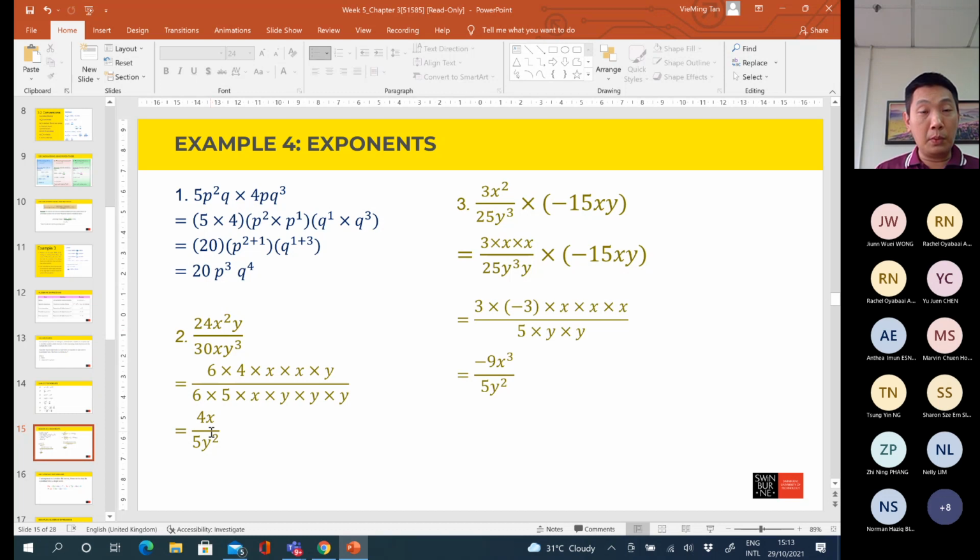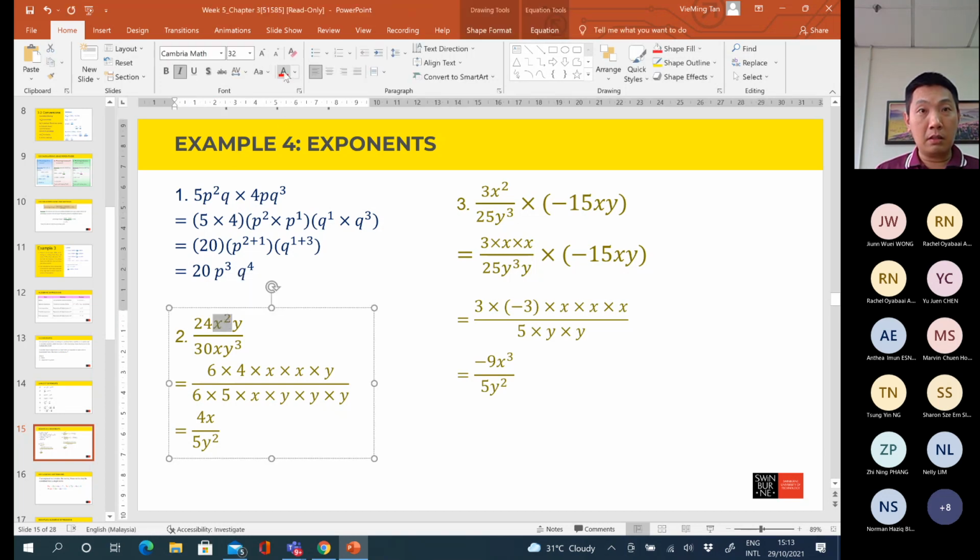Okay, let's see. We can simplify the number first. 24 over 30. We simplify first, you'll get 4 over 5. 4 over 5 is the number that you'll simplify. Then followed by x. We have x power 2 divided by x power 1, and you'll get x power 1. Using power number 2 minus power 1, so you get power 1 positive.